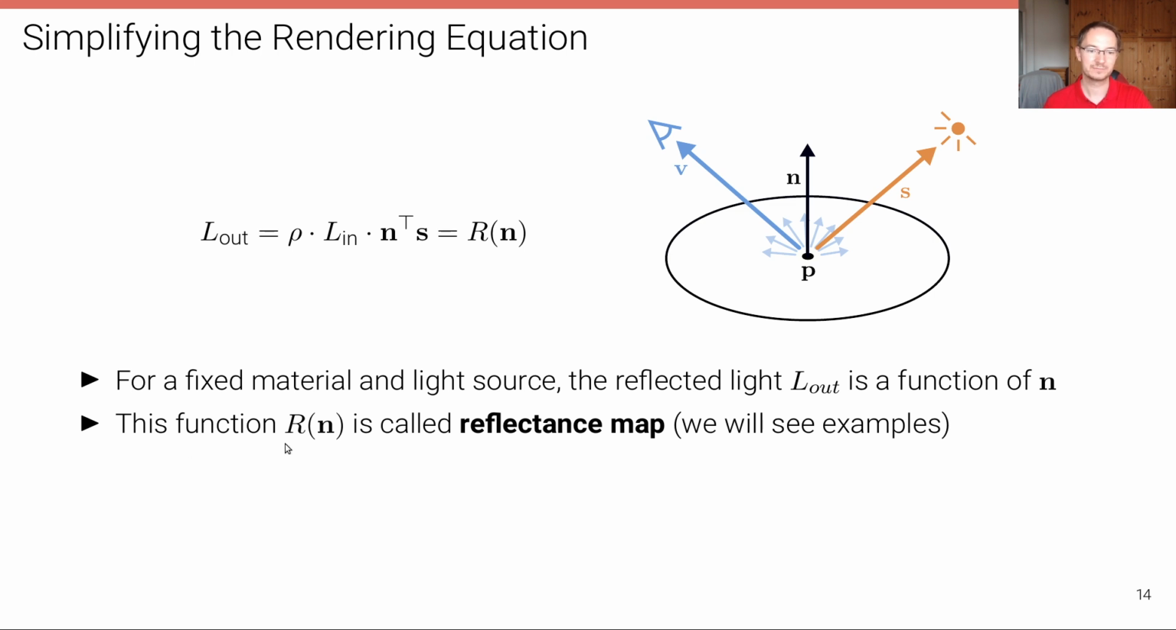And this function, which we now have named R of N, is called the reflectance map. That's why it's called R of N. This is called the reflectance map, and we will see examples of this. Note that R of N is a function on the normal space, not on the image space. It's a function on the space of all possible unit vectors N.